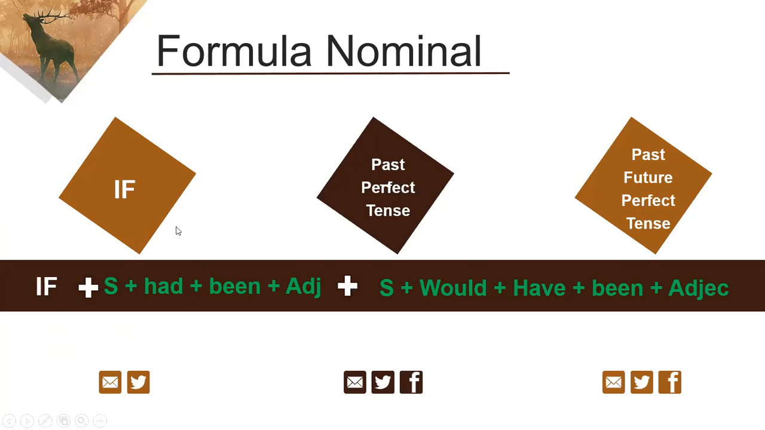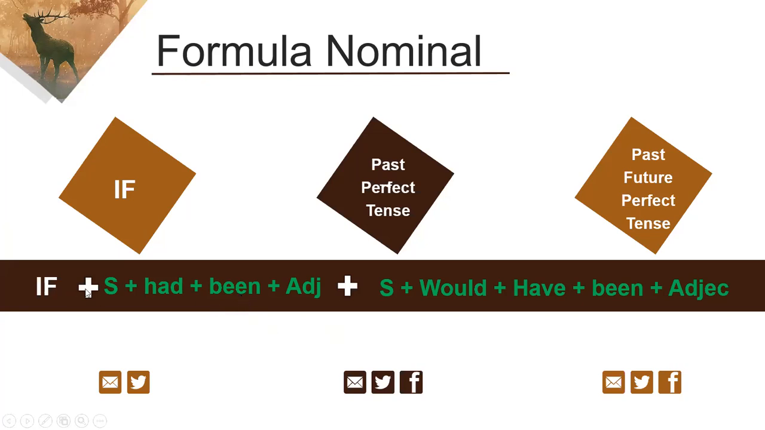Okay, can we change that to conditional sentence type 3? Of course, we can do that. Example, this is the pattern, right? If, and then subject, had, and then been, and then adjective. Instead of using verb 3 of an acting verb, here we use been. Been is the verb 3, the third form of is, am, are.